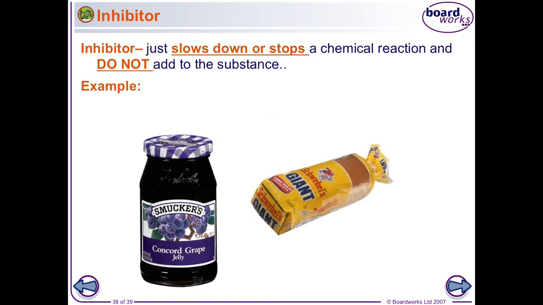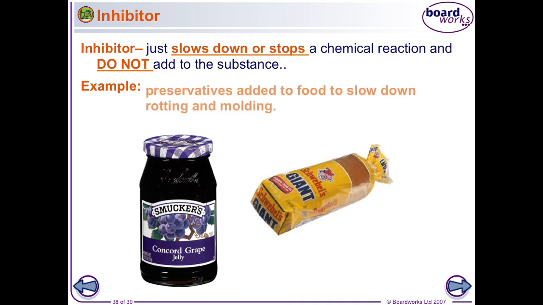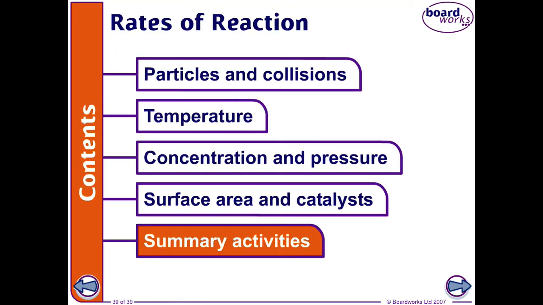And then an inhibitor just slows down or stops a chemical reaction and it does not add to the substance. So an example here would be things like preservatives that are added to your food to slow it down from rotting or molding. And this would conclude your lesson.